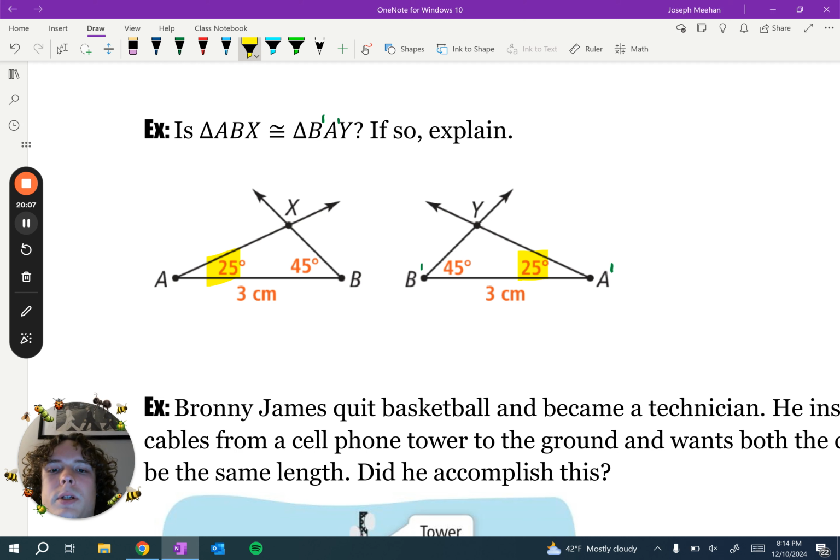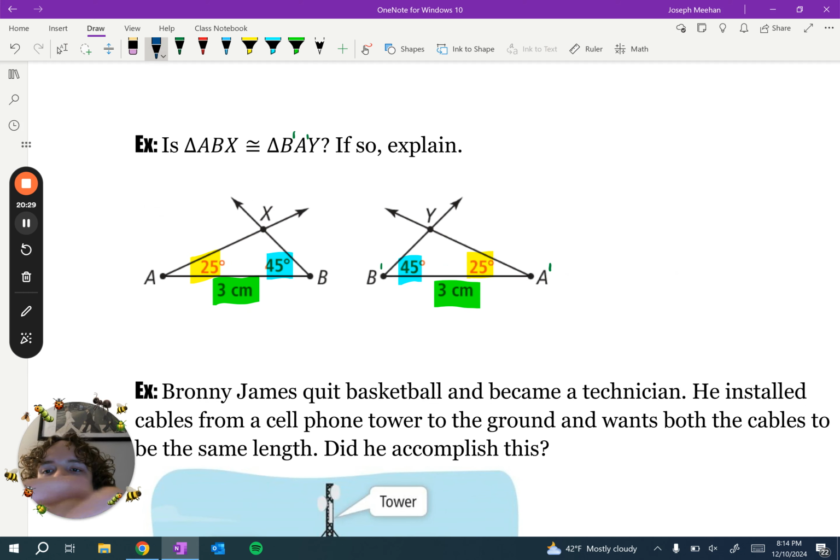So we have angle A is congruent to angle A prime because they're both 25. We have angle B is congruent to angle B prime because they're both 45. And then we can see that AB is congruent to A prime B prime because they're both 3 centimeters. So here you can see that we have an angle, side, and an angle, yellow, green, blue, and then an angle, side, and an angle on the other one too. We have yellow, green, blue. So these two triangles are congruent because of angle, side, angle. Huzzah, I like to say.